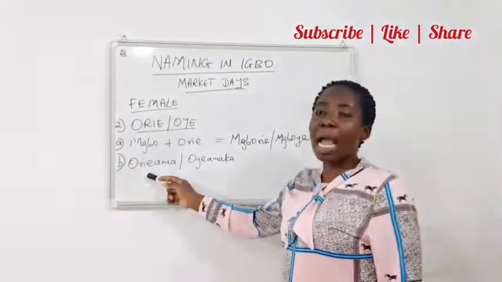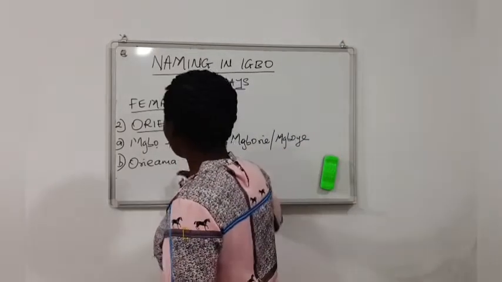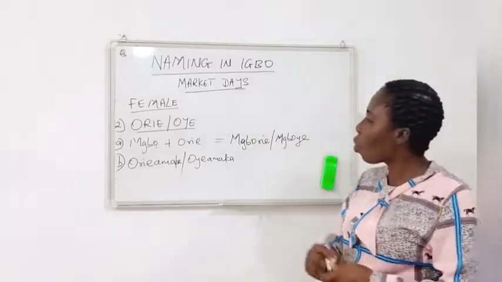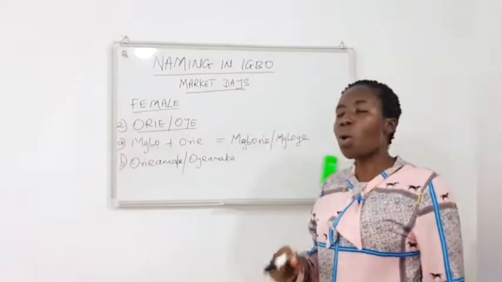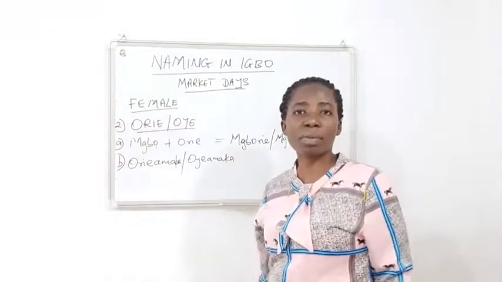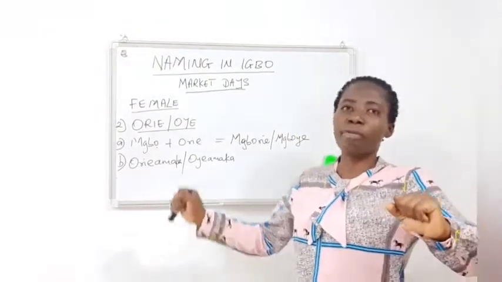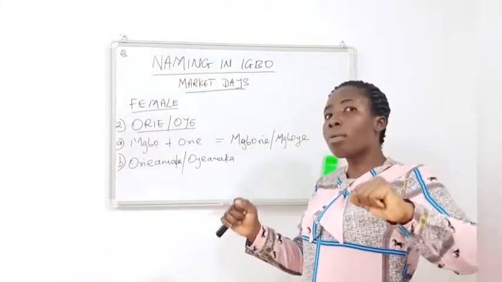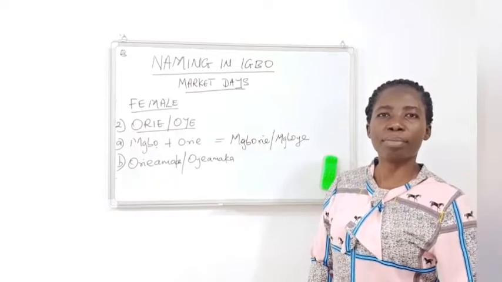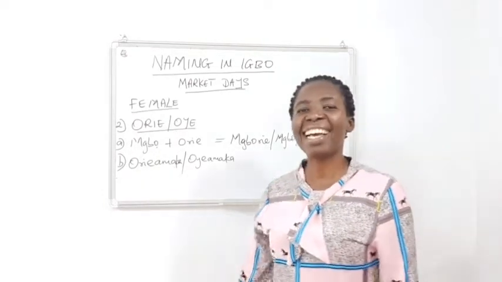We have Ori Amaka. Ori Amaka or Oye Amaka. Oye is beautiful. Ori is beautiful. Ori Amaka. Can you say it? Let me hear it. Ori Amaka, say it.